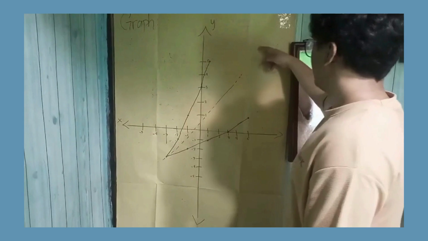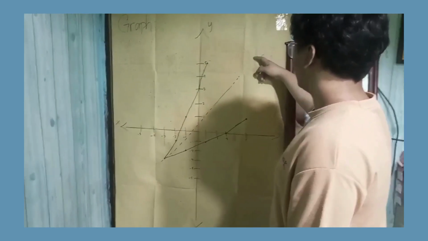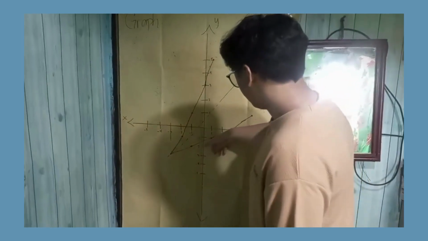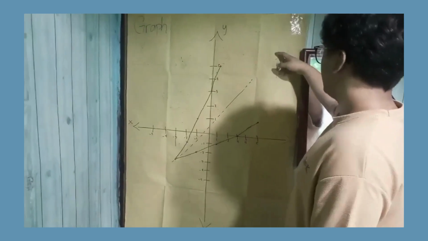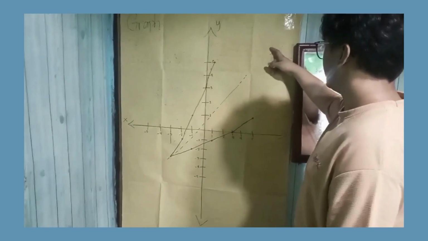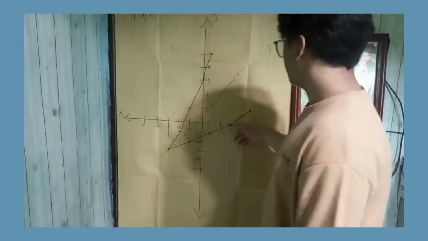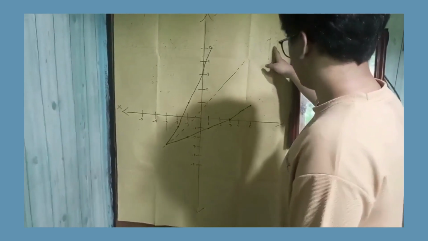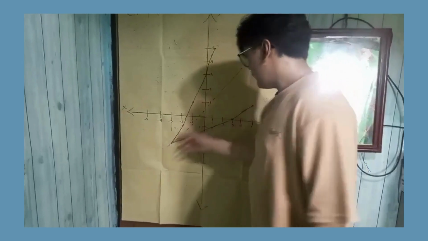The next is x is positive 1 and y is negative 1. We will put that in here. The next is x is positive 3 and y is 0. We will put the point in here. The next is x equals 5 and y equals 1. We will put the point in here and we will make the graph meet.